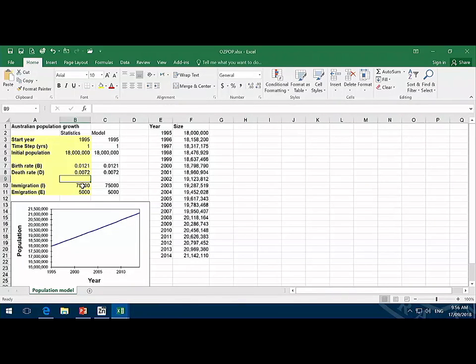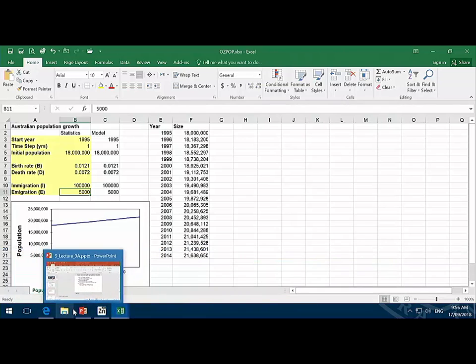Right, so what do we have to change? Maybe, so at least we think our birth rate and death rate are pretty good. I think the 18 million was pretty good for the starting point. Maybe we're having 100,000 people arrive. Yeah, let's bring up that.